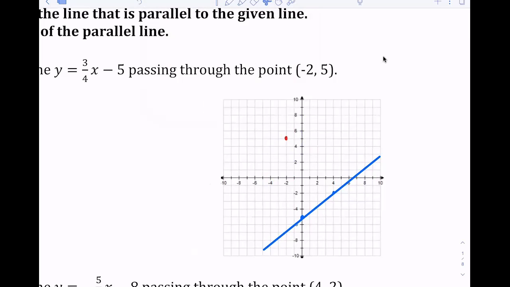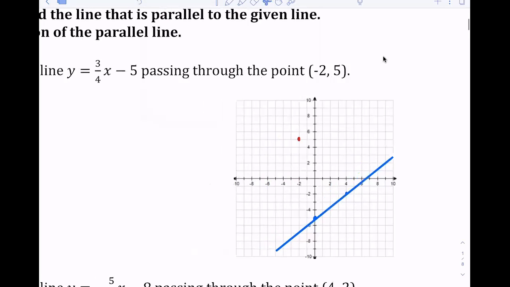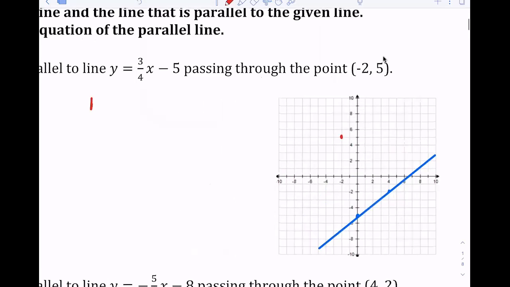Now, someone tell me, what is the slope of the parallel line? 3/4. Beautiful. Now, somebody tell me what this symbol is. Equal? No. Parallel. That's the symbol for parallel. So the slope of the parallel line is 3/4.